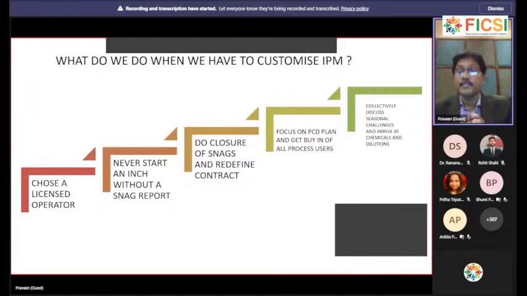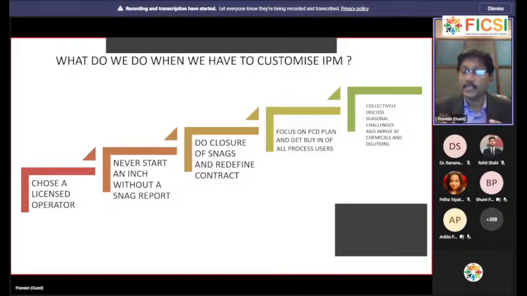The first step is choose a licensed operator, because I come across so many people who do not know how to differentiate between a licensed operator in pest control management versus somebody who's just fly by night. And the next step is never start an engagement without a proper snag report. Because unless you have a very clear snag report given by a qualified pest control contractor, you are trying to venture into an area without diagnosing the disease. It is like bowling a no ball and asking for a wicket in cricket. You're never going to get a positive response.